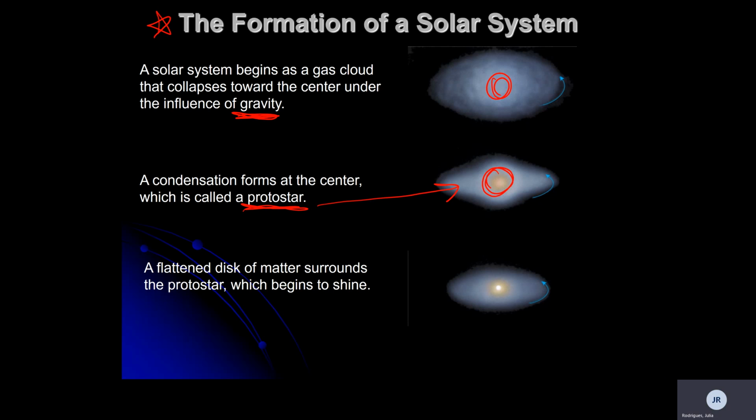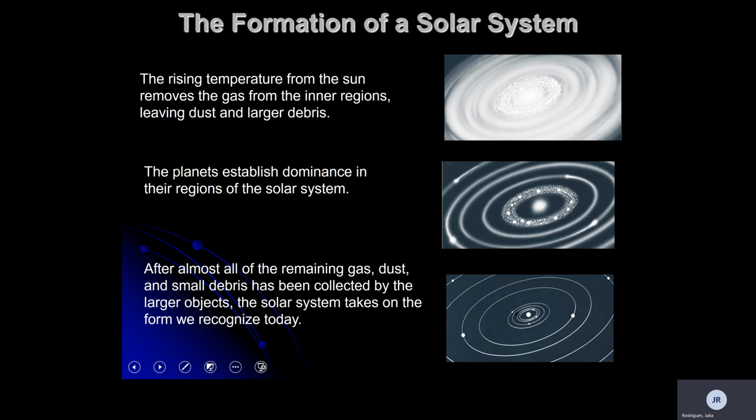And then as we continue to go through, we see that a flattened disk began to shine around that protostar. So that's how we're starting to make this. We collapse in on ourselves, we create that protostar, the center of that system. For us, that is our sun. And then that matter around it begins to shine and create other things here.